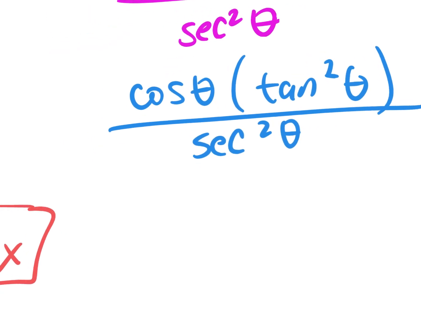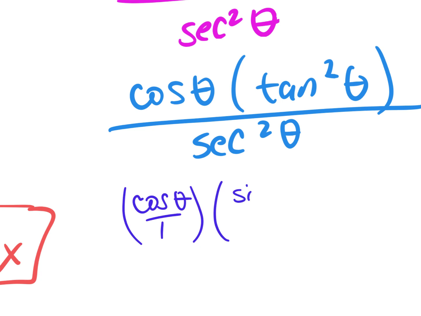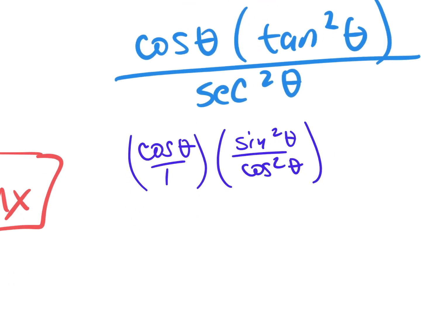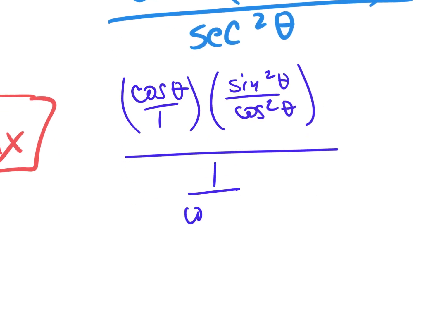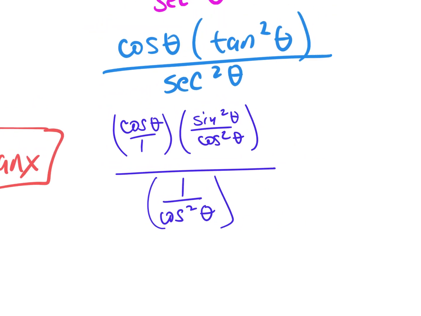So in your numerator, you have cosine theta over 1. What's tangent squared going to become? Sine squared over cosine squared. And then what does secant squared become? 1 over cosine squared. Now, if you want to simplify within the numerator, you absolutely can. Is there something we can cross out? I can cross off this cosine, and then it leaves just 1 here, correct?